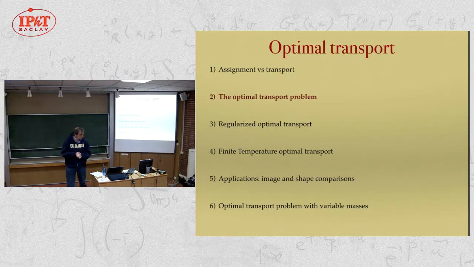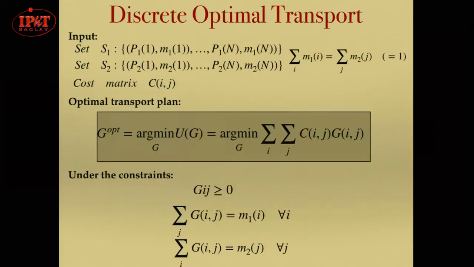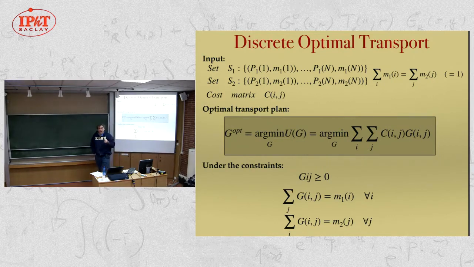Now, let's put a little bit of math on top. I have two sets of points. S1 is the set of flour mills. For each of those flour mills, I have a mass associated with it, which is the amount of flour that it produces. S2 is the set of bakeries. M2 is the amount of flour that it needs. But now you can forget the words bakeries and flour mills. Just consider them as two sets of weighted points.